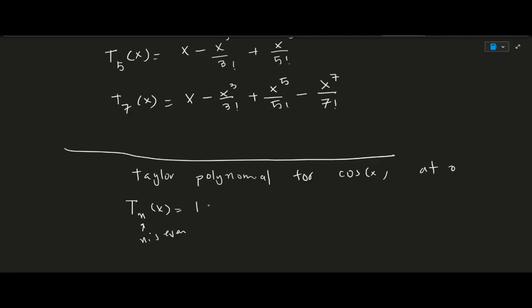Then the next term is going to be x to the power 2, and it's going to be a negative value. Then the next term would be x to the power 4 over 4 factorial. Then the sign changes, x to the power 6 over 6 factorial, and so on. And the last term, depending on how many plus and minuses you went, if n is even, then you can have either plus or minus x to the n over n factorial.